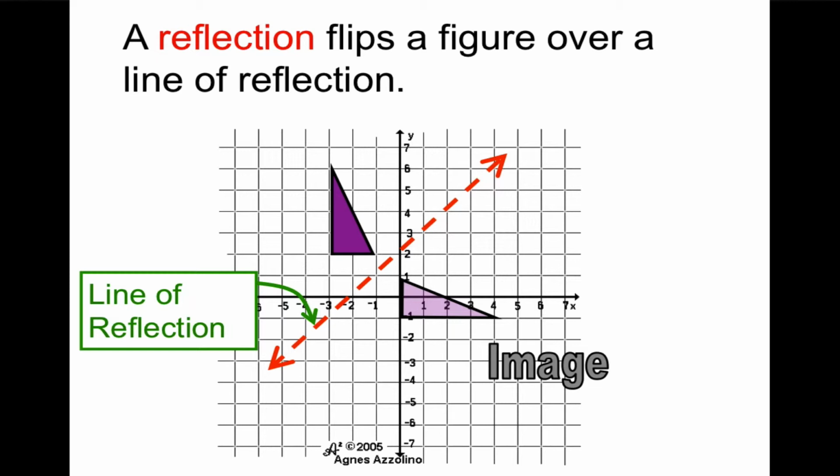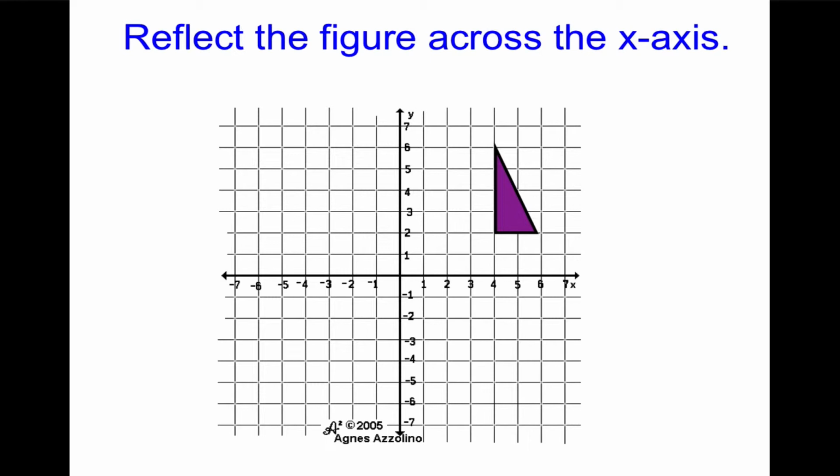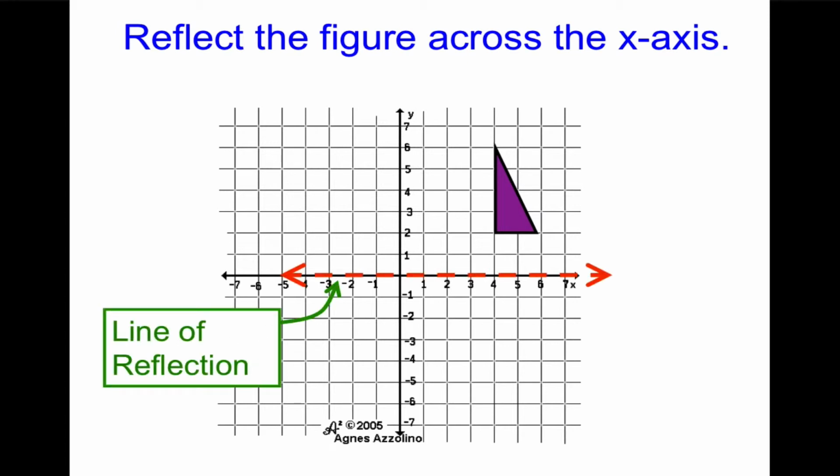So every point moves perpendicular to the line of reflection. It's a little simpler. We're going to reflect this figure across the x-axis. So go ahead and draw the line of reflection on the x-axis. Remember, that would be a dotted line like this. This is the line of reflection. And we're going to go ahead and flip. Now notice the original triangle, the base of it is 2 units up from the line of reflection. So after we flip it over, it's going to be 2 units below the line of reflection to maintain the symmetry. And there's the image.